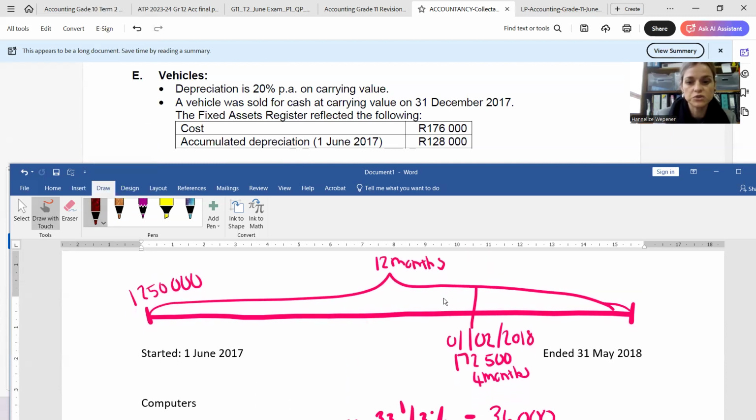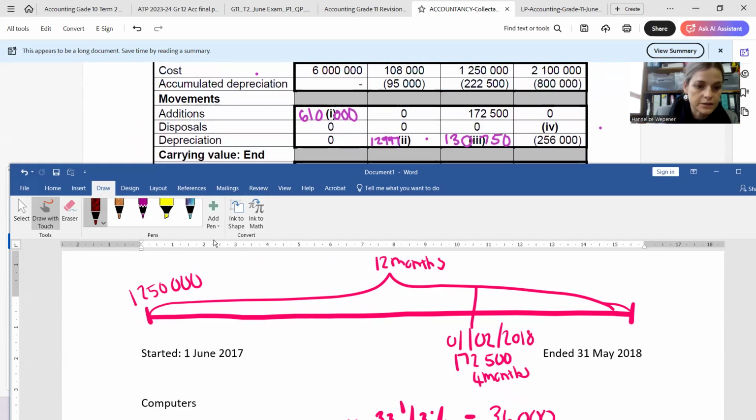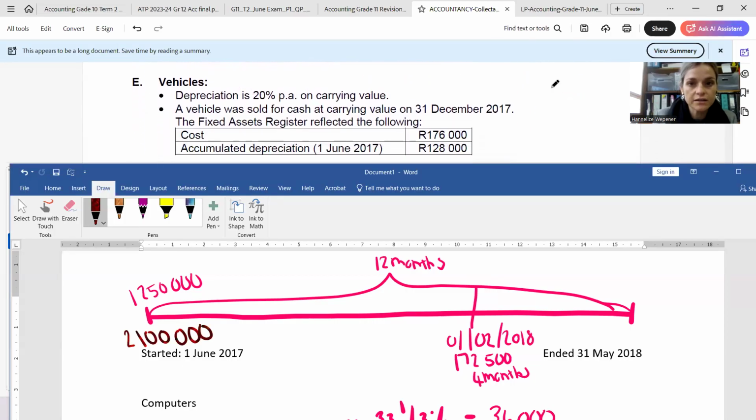So for your vehicles, let's make it another color so that we can keep track of what's going on here. Okay, so this was your equipment. Now they're saying you started with some vehicles at the beginning of the year, and that was 2.1 million. Oh, I like this color. It looks cute. That had already accumulated depreciation as well. You then own some of it for the full financial year, but some of it you sold on the 31st of December 2017. You had a disposal, and the disposal's cost was 176.